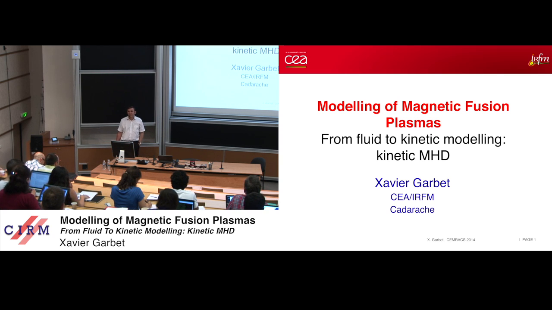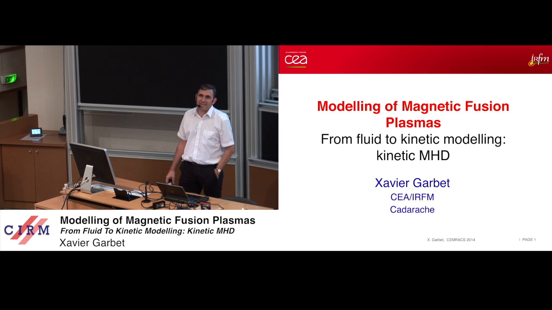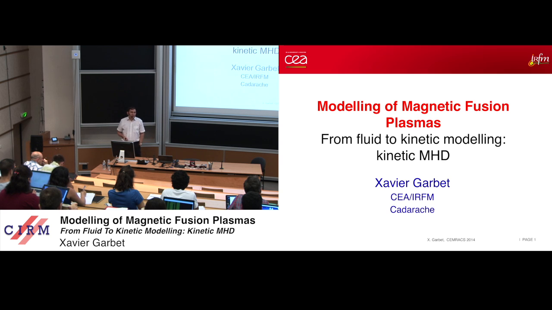In other words, it's basically impossible to describe the modeling of magnetic fusion plasmas within an hour and a half, right? So not within a week, actually. So I decided to focus on one topic, which is a question of kinetic MHD, which is, in other words, the way you can implement kinetic effects in fluid equations. And the ultimate step being the so-called hybrid codes, which combine fluid simulations and kinetic simulations.